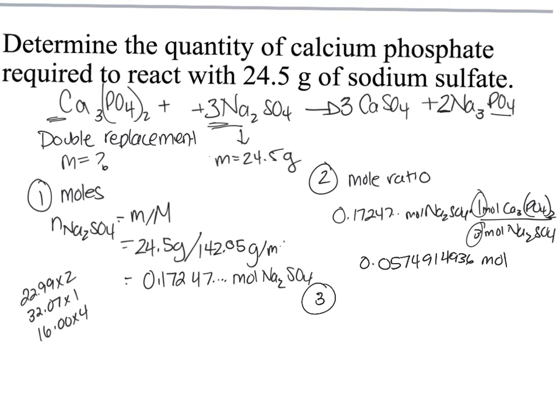Now step number 3 is to figure out what the question's actually asking us for, which is the mass in this case. So this would be the mass of calcium phosphate. So again, we're going to have to do a couple calculations here first. So 40.08 times 3, 30.97 times 2, and 8 times 16. Oh, 8, sorry, 8 times 16.